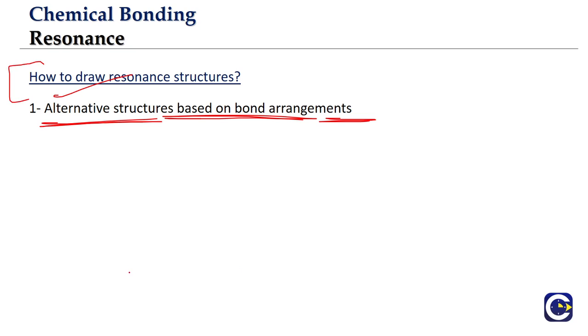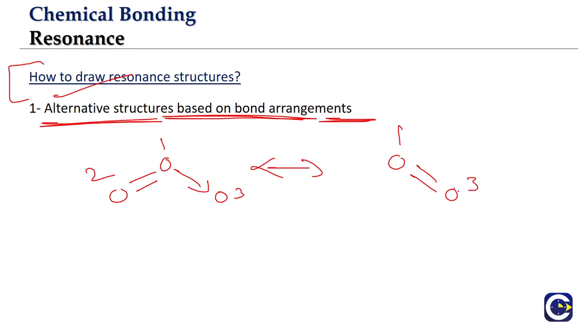If you want to draw the resonance structures for a molecule or ion, whichever it is, we will have to find out the alternative bond arrangements. Like in the case of ozone, what did we discuss? We can have a double bond between oxygen 1 and oxygen 2 and a single bond with oxygen 3. This is one possibility. What is the alternative possibility? We can have a double bond between oxygen 1 and oxygen 3 and a single bond between oxygen 1 and oxygen 2. These are the two alternative bond arrangements. So we will focus on the alternative bond arrangements, and based on that, we will be able to get the canonical structures.